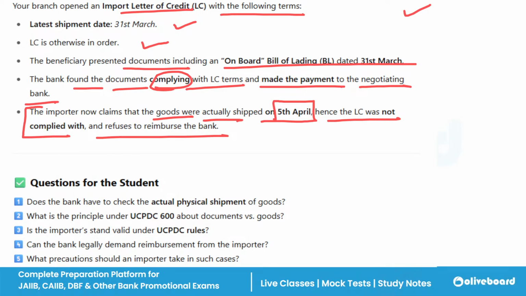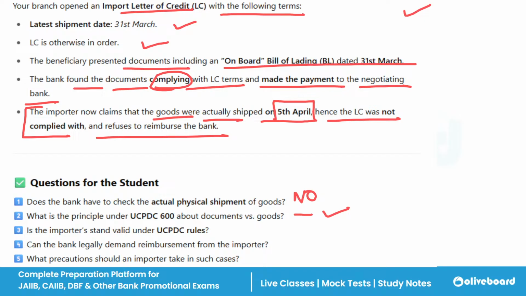So let's solve this question one by one. Bank does not need to check the actual shipment. As per the UCP DC 600, banks deal with documents only. Make sure this is clear to you, that banks deal only with documents, not with the goods, not with the services, not with the performance, not with the quality. Article 5 of UCPDC 600 says banks deal with documents, not with goods, services or performance.